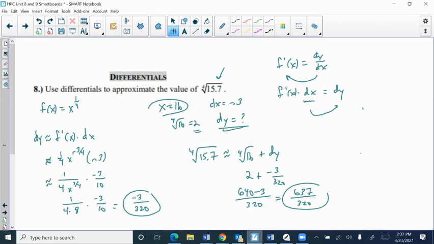So like I said, a differential is used to calculate how much the y value changed when your x value changed by this much. If you deviate by this much, what impact does it have on the dependent variable?